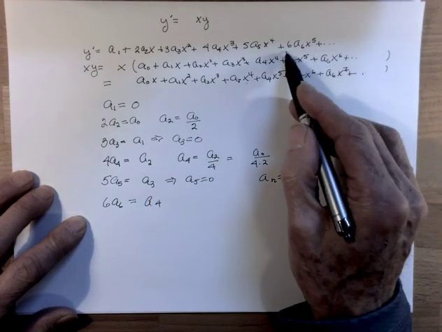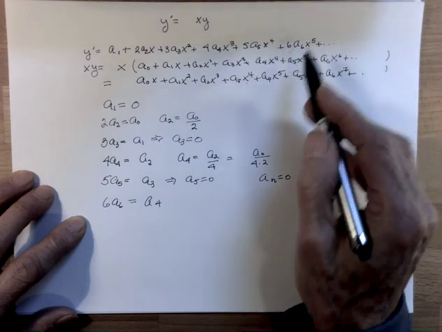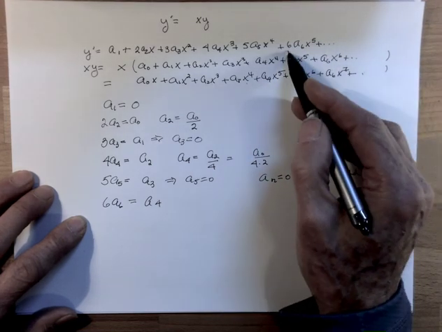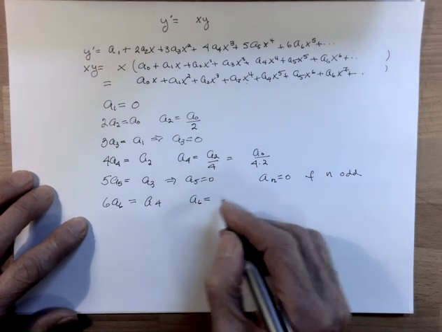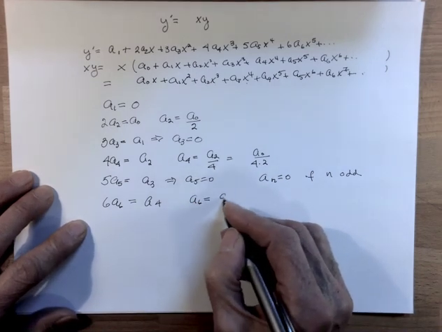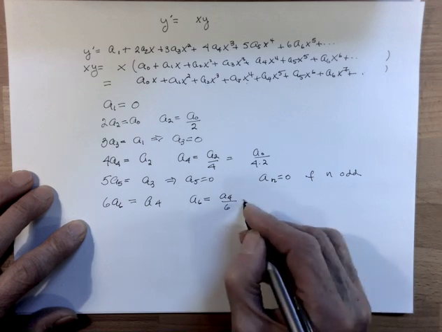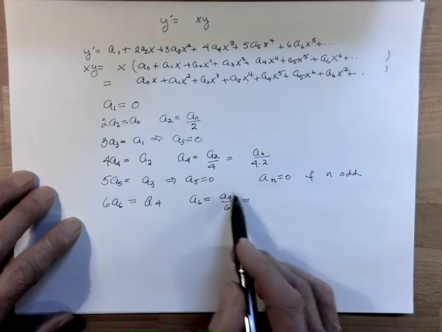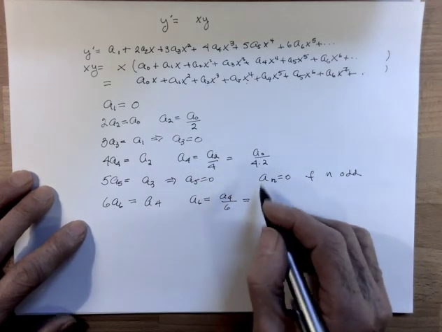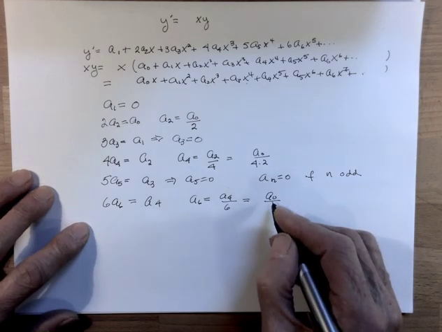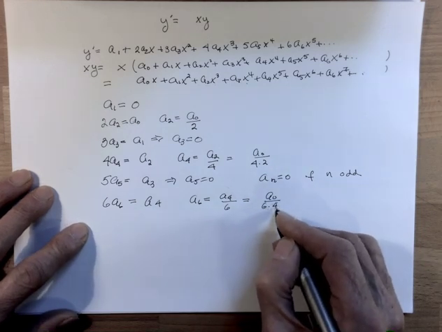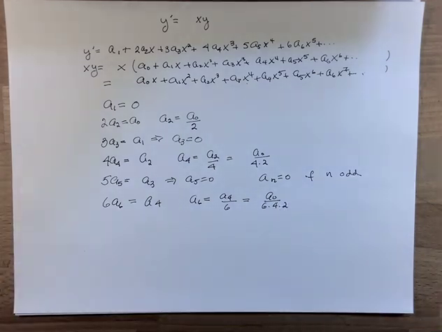So looking at the x to the 5th power, 6a6 equals a4, a6 equals a4 divided by 6, but a4 is a0 divided by 4 times 2. And we'll leave it that way.